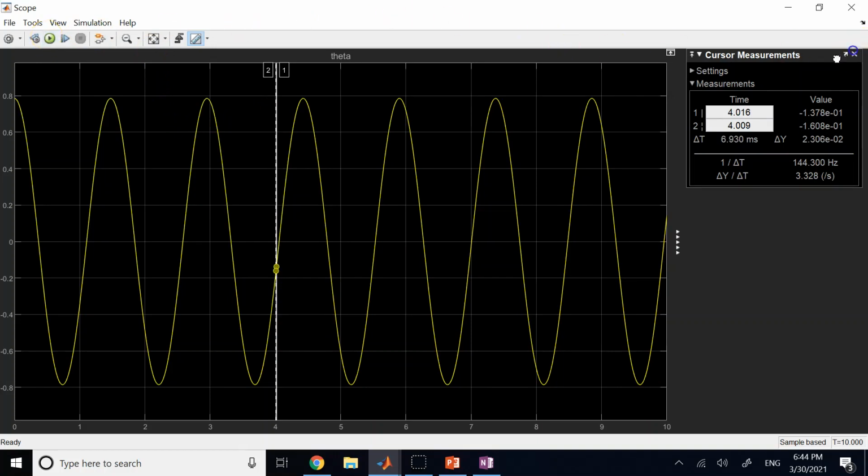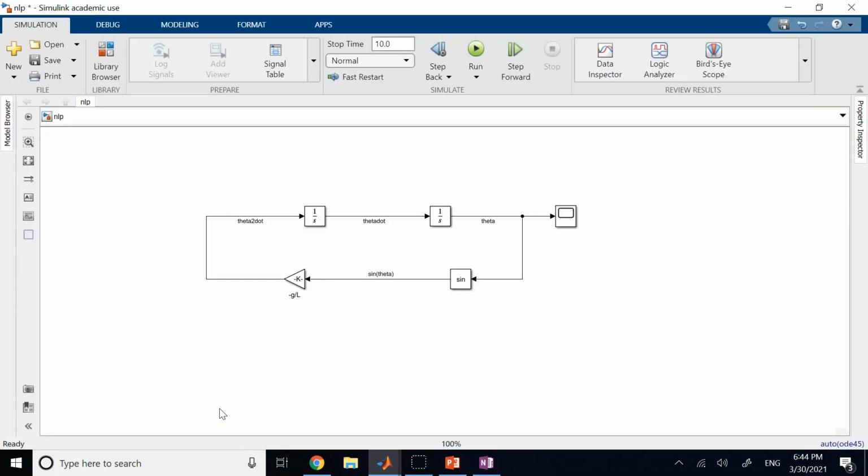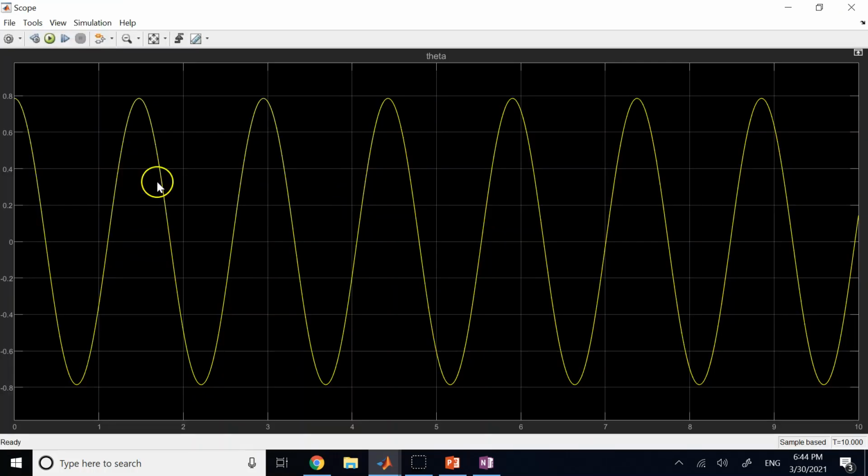Okay, so this cursor measurement is a good thing. Not only can I do that, I can also do some other things for the scope block. So let me show you. So here, if I go back to the scope block, let's say I want to print this, the background is black and it is going to use a ton of cartridge ink if you want to print this background of black and the curve of yellow.